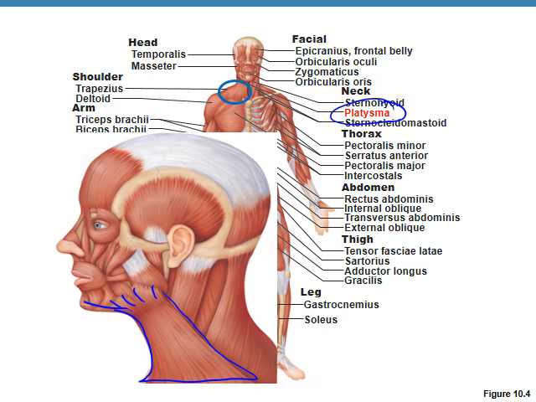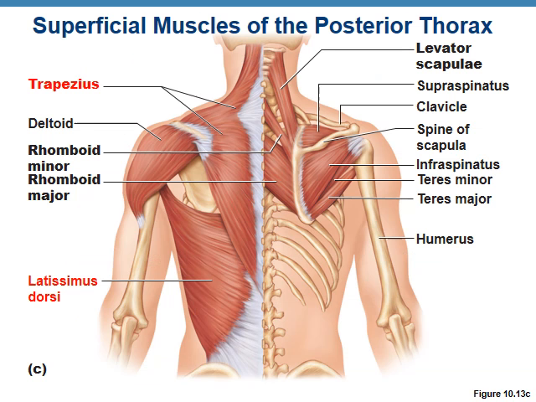It also pulls the corners of your mouth down, so if you're going to frown. And so it's this sheet of muscle. And you can see here, this is part of the sternocleidomastoideus.